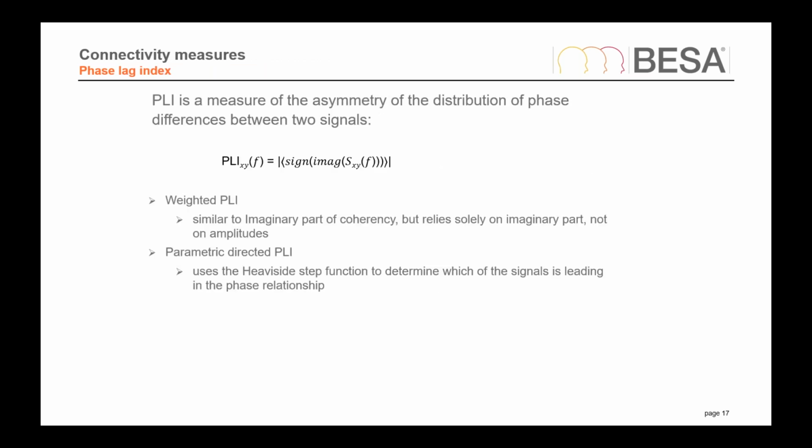For the phase-based measures, the last one I want to discuss is the phase lag index, which is a measure of asymmetry of the distribution of phase differences between two signals. The phase lag index, PLI, uses the sign of the imaginary part of the cross-spectral density.